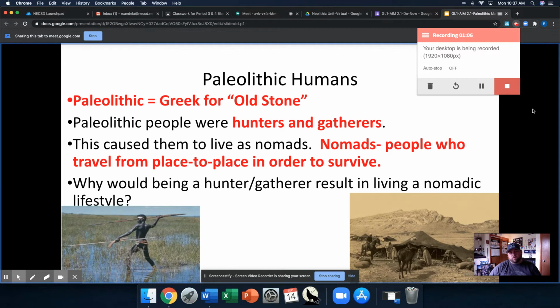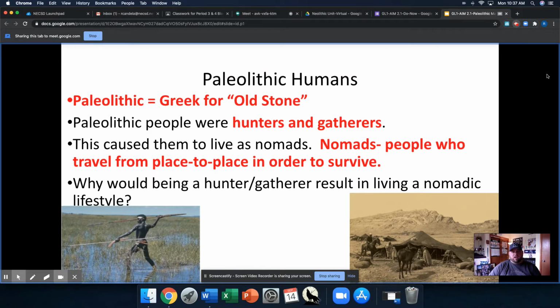Okay, so the word Paleolithic is a Greek word, and it means old stone. So when we say Paleolithic, we're really talking about the old Stone Age.